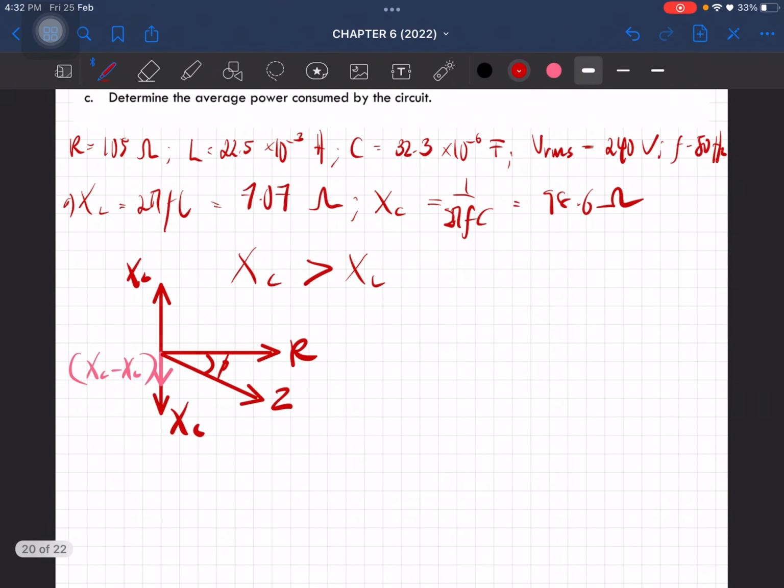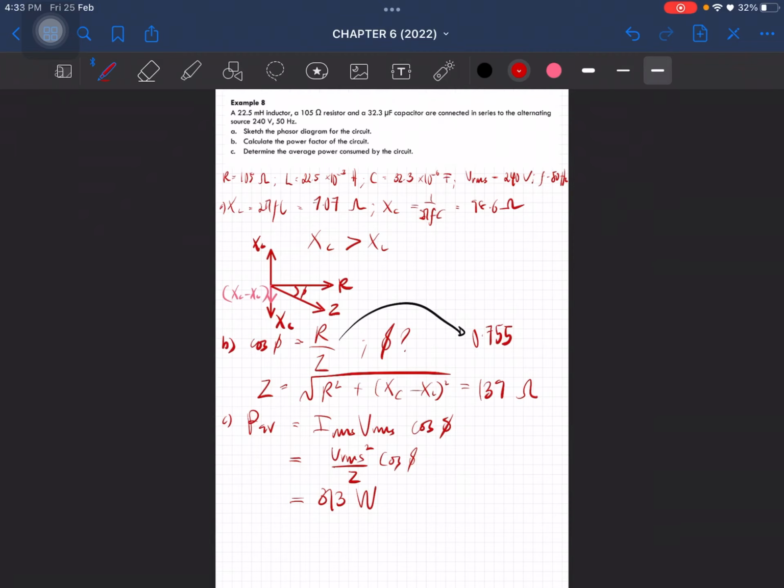Okay, and then the last question, the average power. Average power is PAV equal to IRMS VRMS cos phi, which is the power factor. Remember IRMS is also equal to VRMS over Z. So this is VRMS squared over Z, times cos phi. Then you'll get 313 watt as the average power. So that is the solution to example number 8.